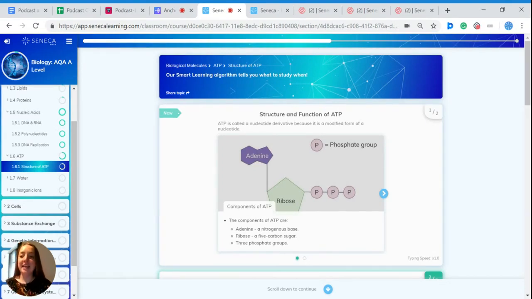Hi there, let's take a look at the structure of ATP, so something a bit more energetic. ATP is called a nucleotide derivative because it is a modified form of a nucleotide. ATP is made up of adenine, ribose, and 3 phosphate groups. Adenine is a nitrogenous base, and ribose is a 5-carbon sugar.